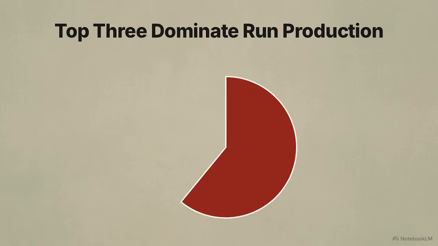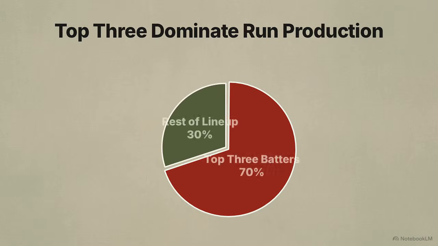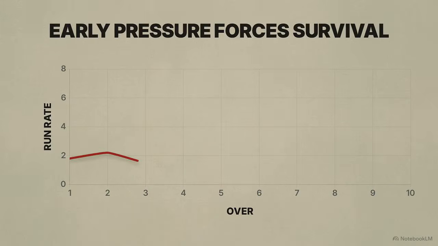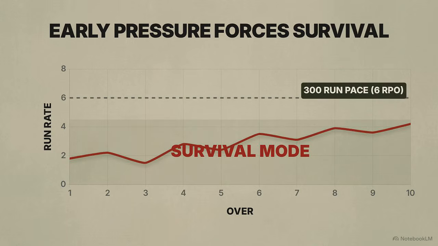Under a traditional dominance model, a team expects its top 3 batters to produce roughly 70. That early restriction forced England's middle order to prioritize survival, which ultimately kept their total well below the 300-run mark.